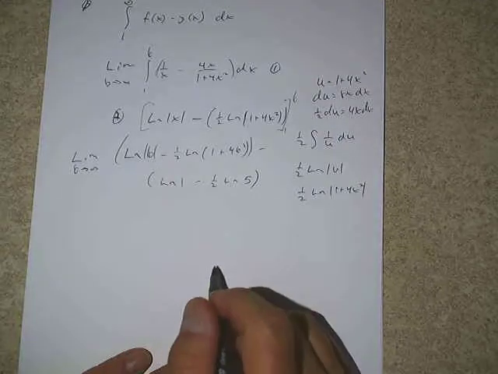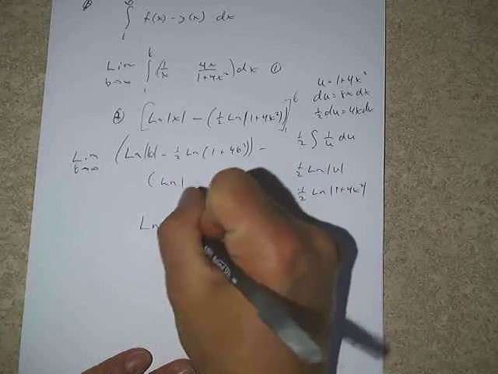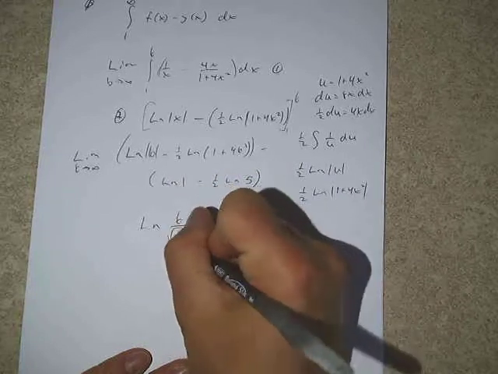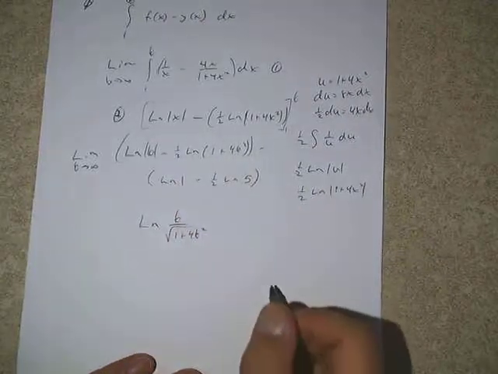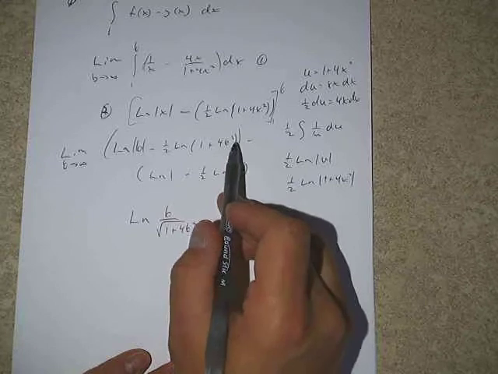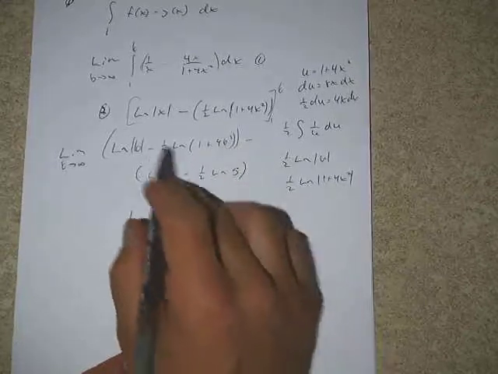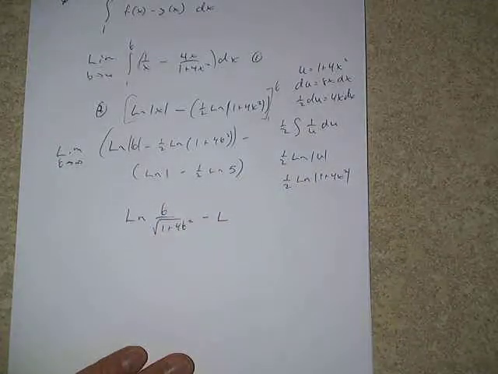Because ultimately this infinity minus infinity is indeterminate, so we can't really tell whether that's infinity or whether that's a value or whatever. But ultimately, if we have natural log here, if we put the 1/2 up on the power up here, we could put these two natural logs together because we have a natural log of a subtraction. So that we could write it as ln b, and then it would be square root of 1 plus 4b squared.